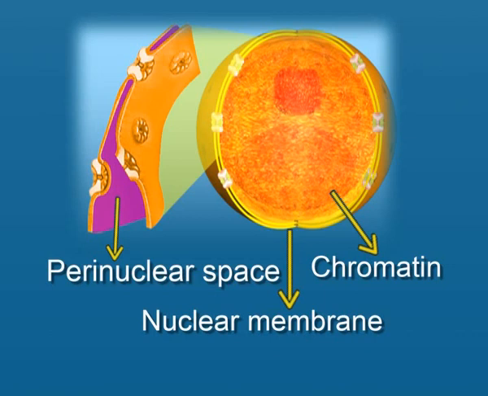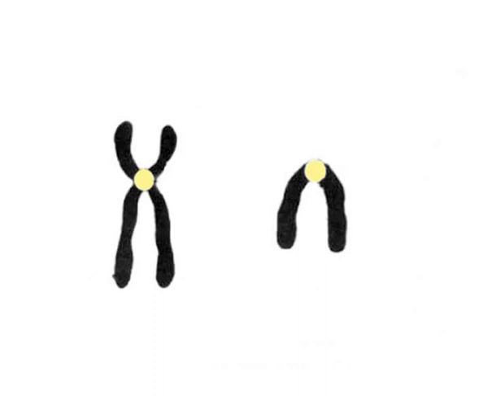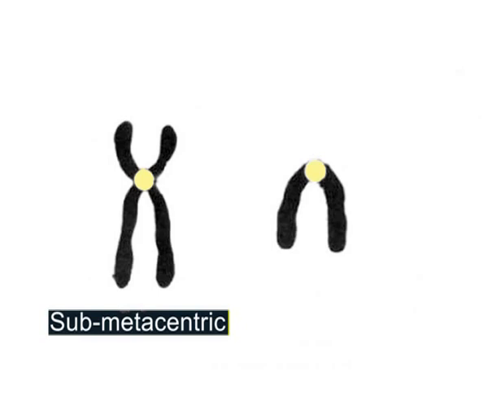The next question is, identify the type of chromosomes given here in the picture. Answer. This is submetacentric and this one is telocentric type of chromosomes.